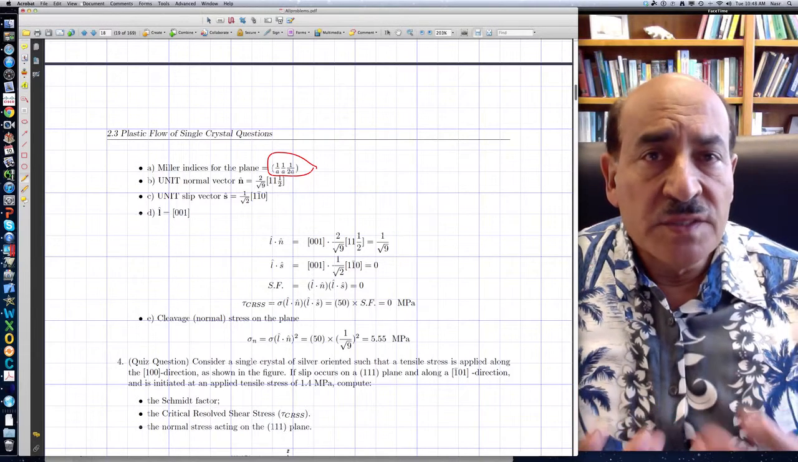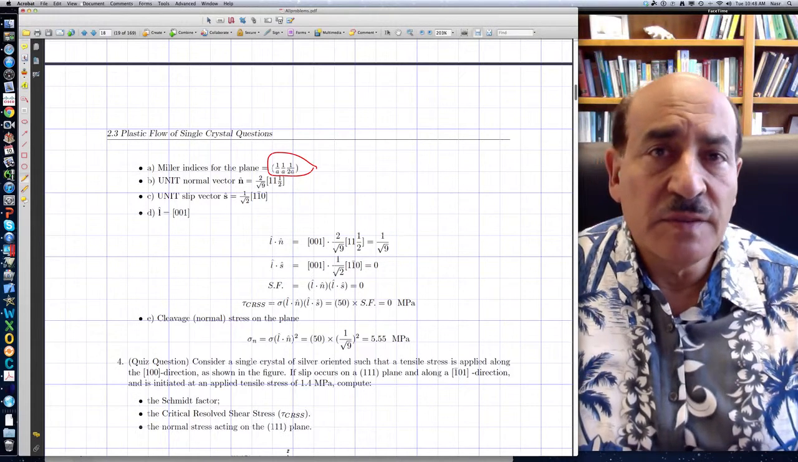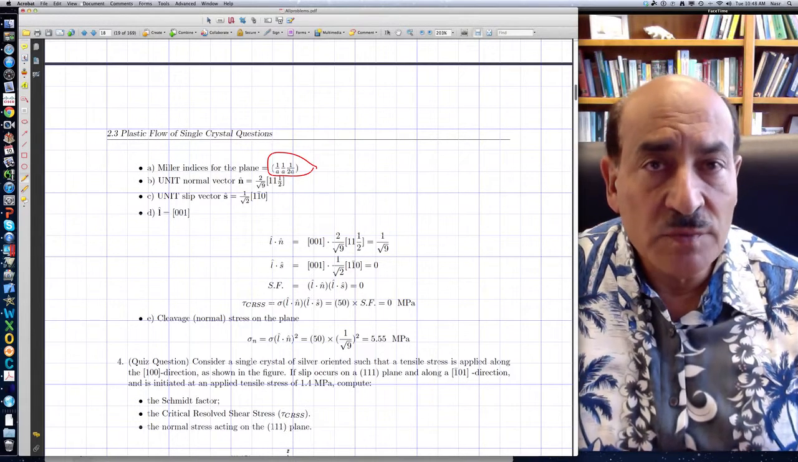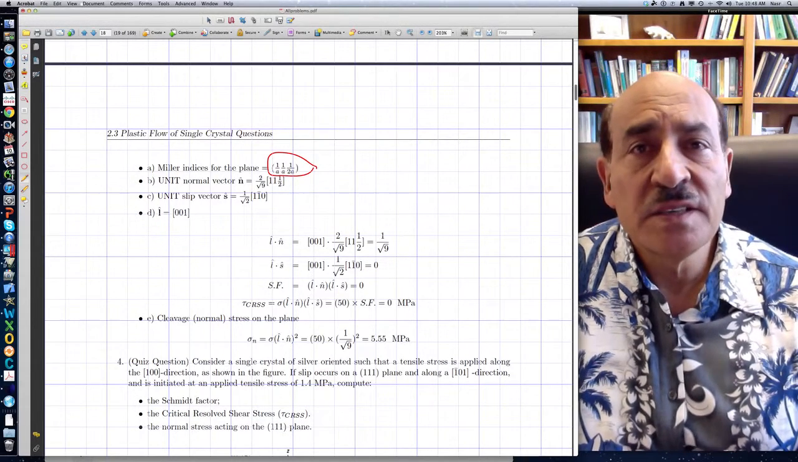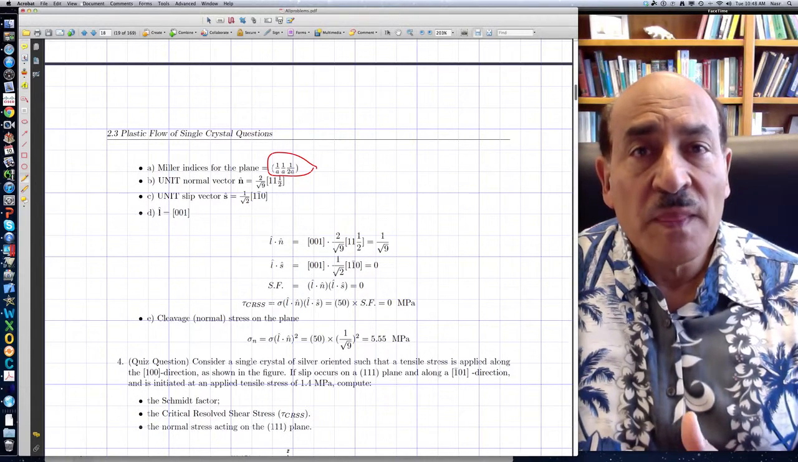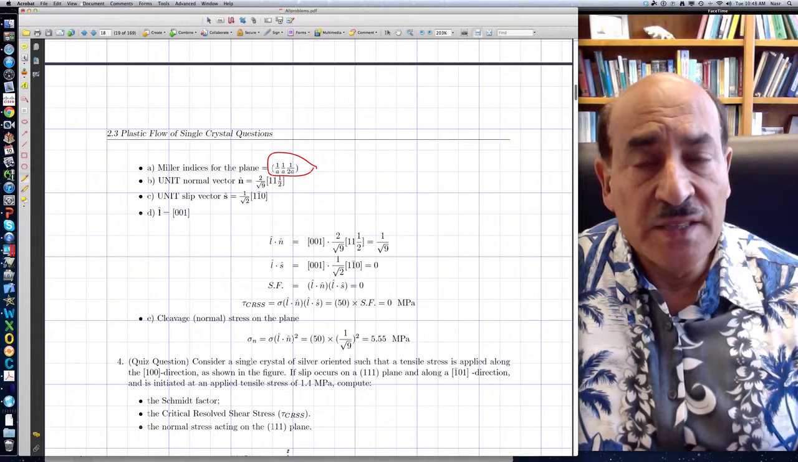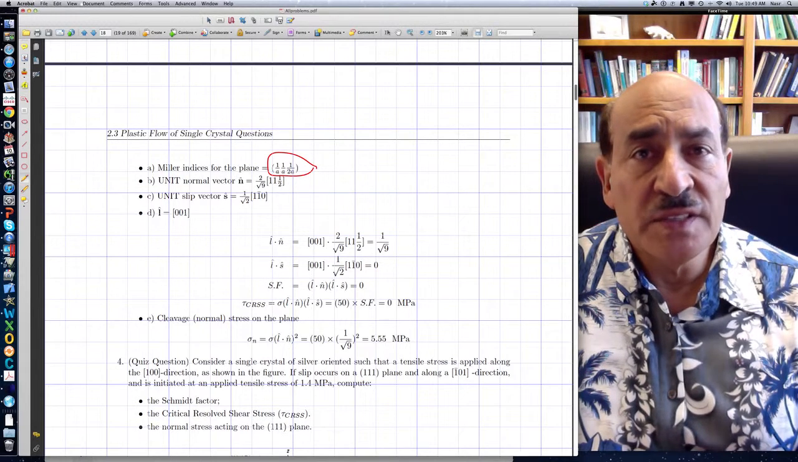Now, what's important is that the normal vector to the plane is identical to the Miller indices of the plane itself. The only thing is that if I want the unit normal, then I have to normalize the vector. Normalizing the vector means that I just divide by the square root of a squared plus b squared plus c squared. So it's like a Pythagorean theorem that I applied so that I can get the magnitude and normalize the value of the vector to that magnitude.